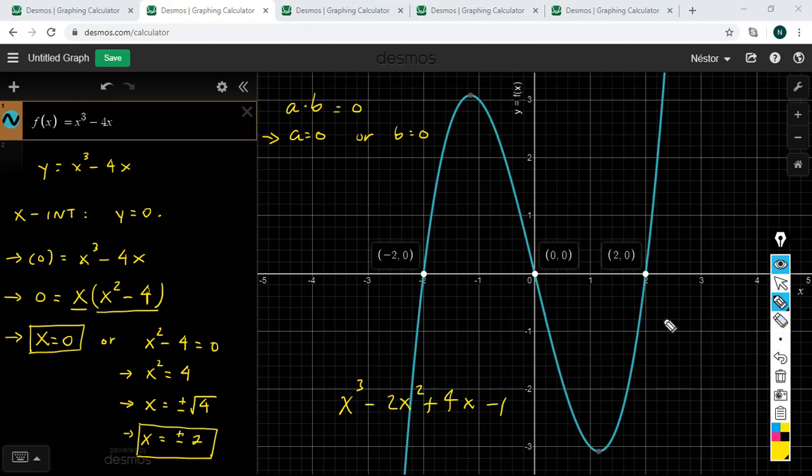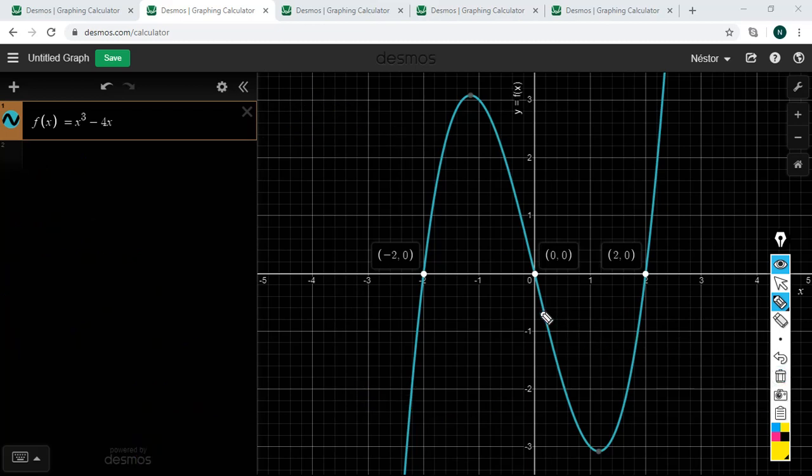Okay, so that's for the intercepts of this function. Now, what about the symmetries? Is this function symmetrical with respect to the y-axis? No, that's clear from the graph. Can you see? It's clear. But it is symmetrical with respect to the origin, because if you fold it, like I showed you before, first about the y-axis and then about the x-axis, you will find that the branches coincide.